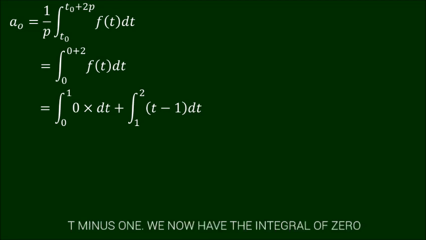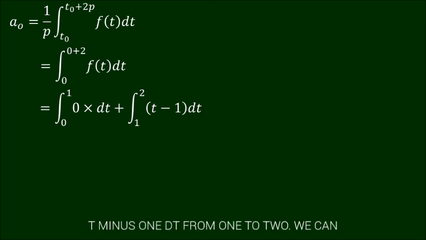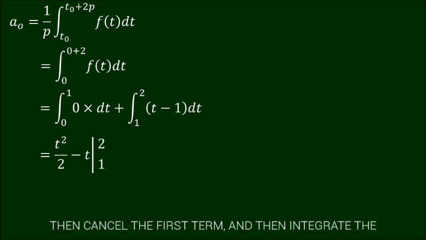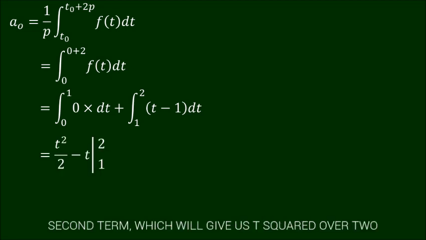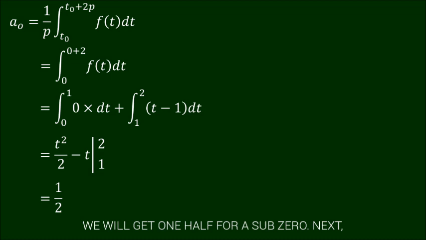We now have the integral of 0 dt from 0 to 1 plus the integral of t minus 1 dt from 1 to 2. We can then cancel the first term and then integrate the second term, which will give us t squared over 2 minus t. We substitute the values of t and we will get 1/2 for a sub 0.